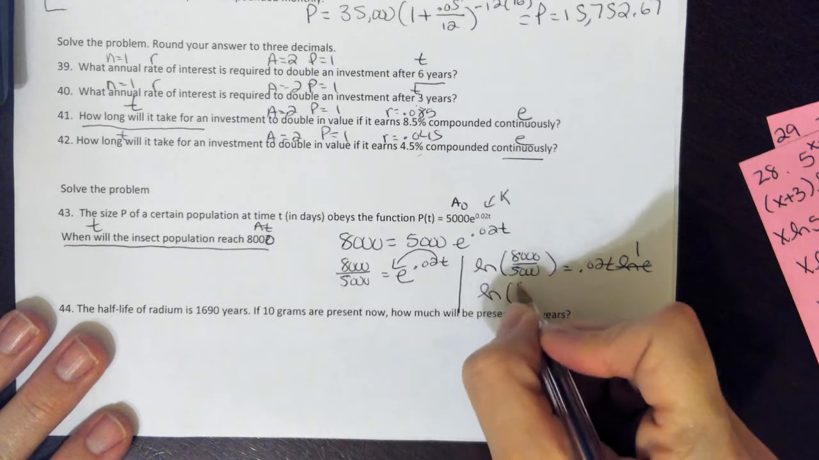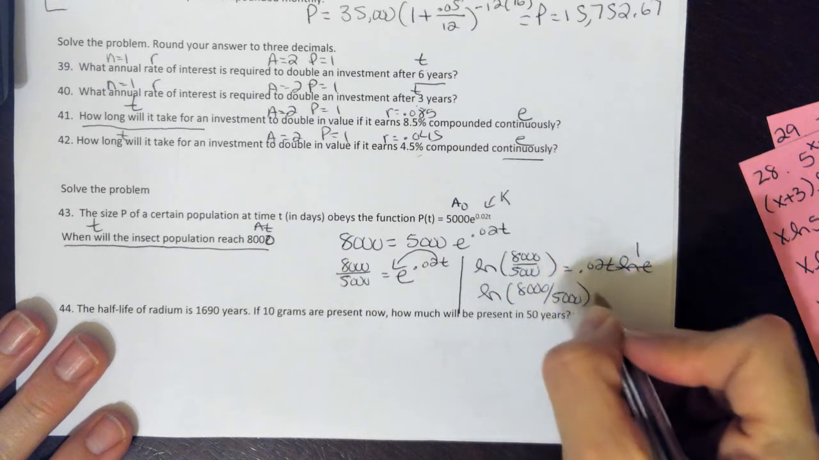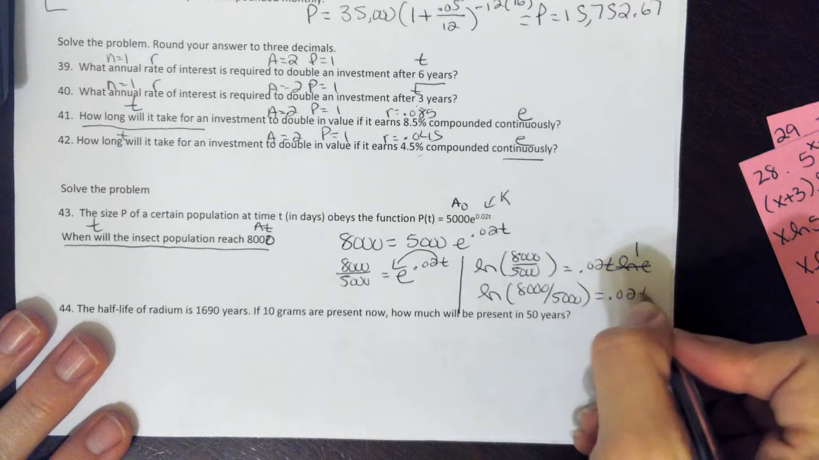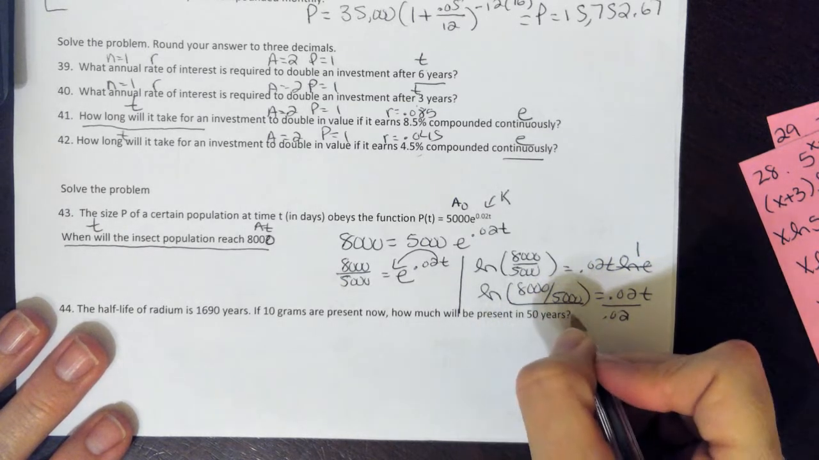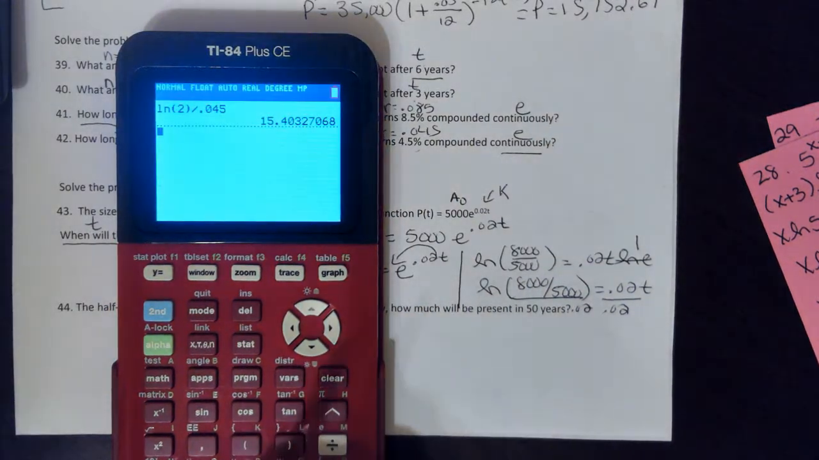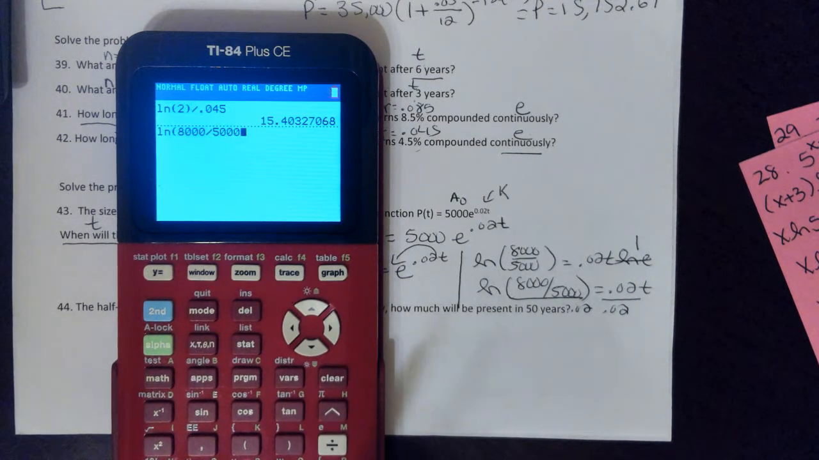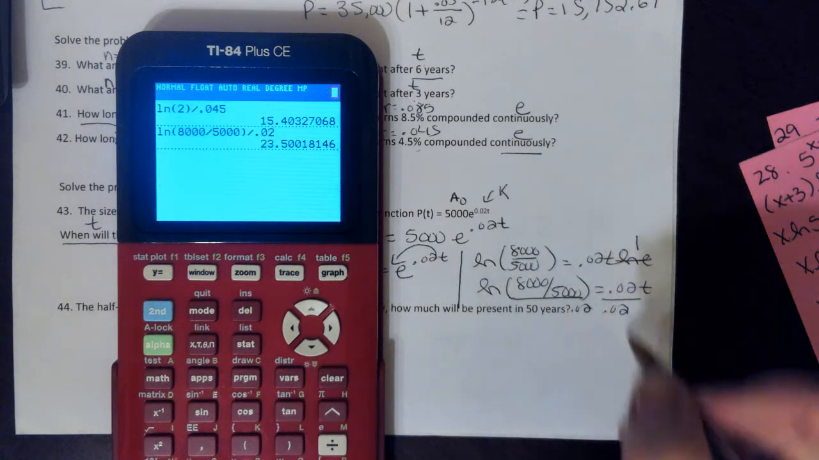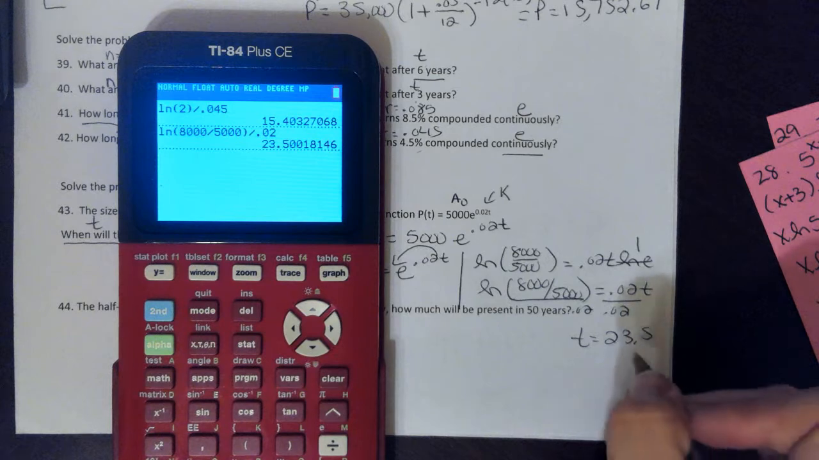So ln 8,000 over 5,000 equals 0.02t. All I have left to do is divide by 0.02. So I go to my calculator and type in the ln of 8,000 divided by 5,000 divided by 0.02, and that tells me t is 23.5. Now this one's not years.